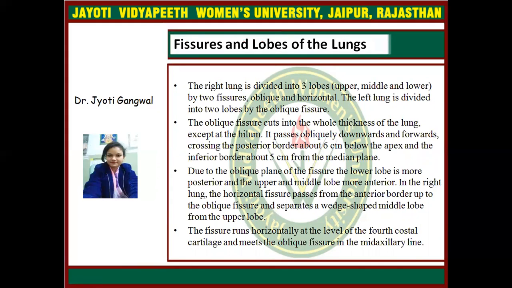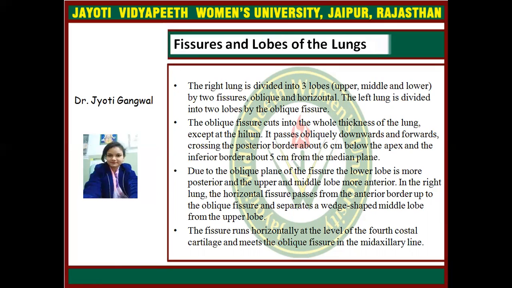Now, the right lung is divided into three lobes: upper, middle, and lower, by two fissures. We will see in the previous diagram the oblique fissure and the horizontal fissure. The left lung is divided into two lobes by the oblique fissure. The oblique fissure cuts into the whole thickness of the lung, except at the hilum. It passes obliquely downward and forward, crossing the posterior border about 6 cm below the apex and the inferior border about 5 cm from the medial plane.